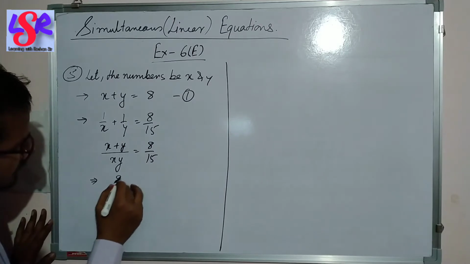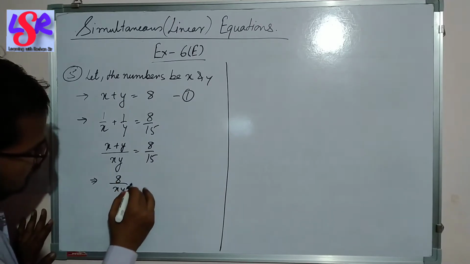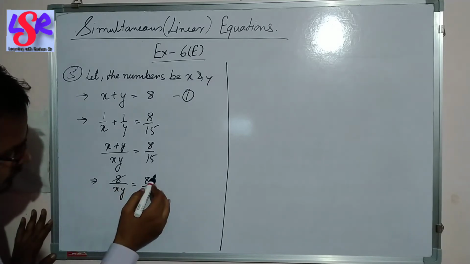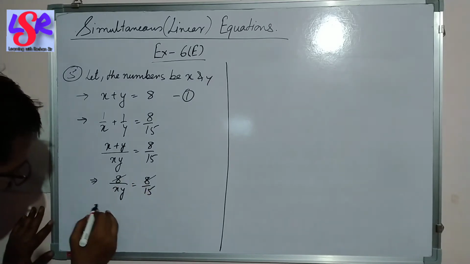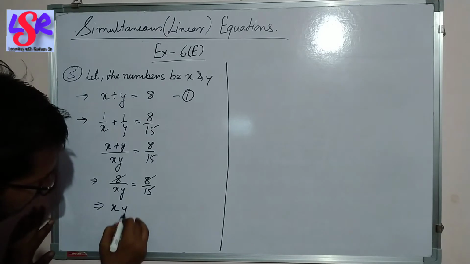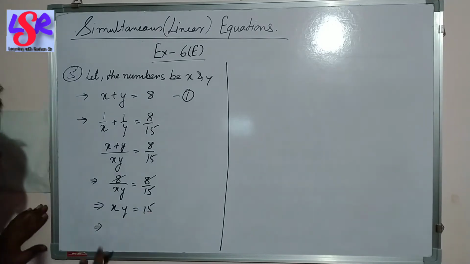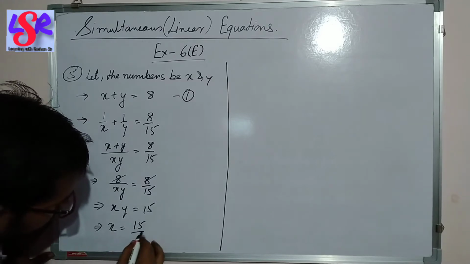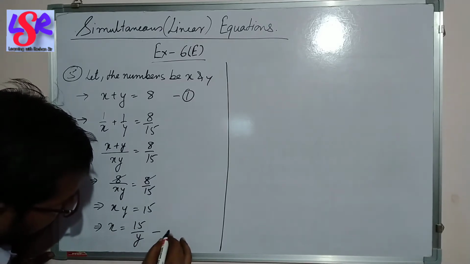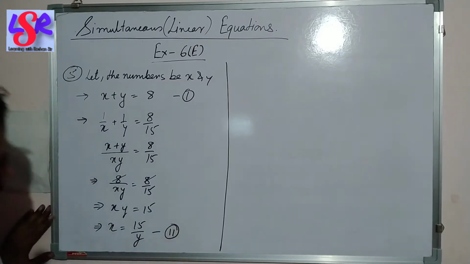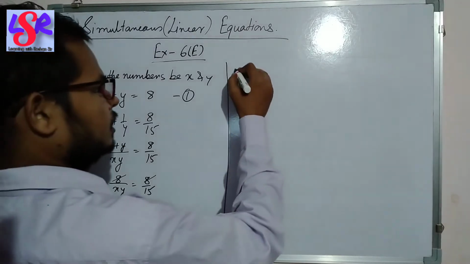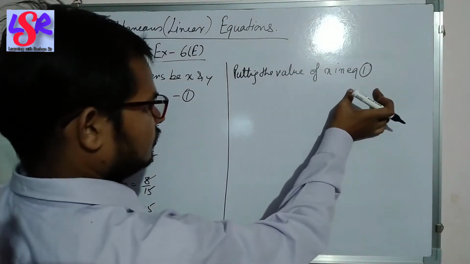That is 8 upon x, y equals to 8 upon 50. Now the numerator can be cancelled out with the numerator, and this will become xy equals to 15. And we can find the value of x from here as 15 upon y. And this is your second equation, equation 2. Now place this value of x in equation number 1.